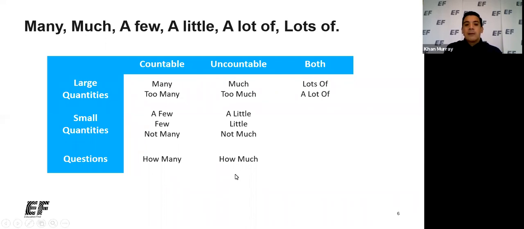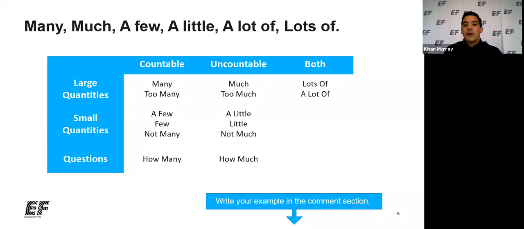So let's keep going, and I want you to write an example in the comment section. I want you to make a sentence using one of these expressions in your answer. For example, I have too many friends. Or how much time do you have? You can also use some and any as well. I'll give you a little bit of time to do that one. Can you make an example sentence in the chat or comment section for me?